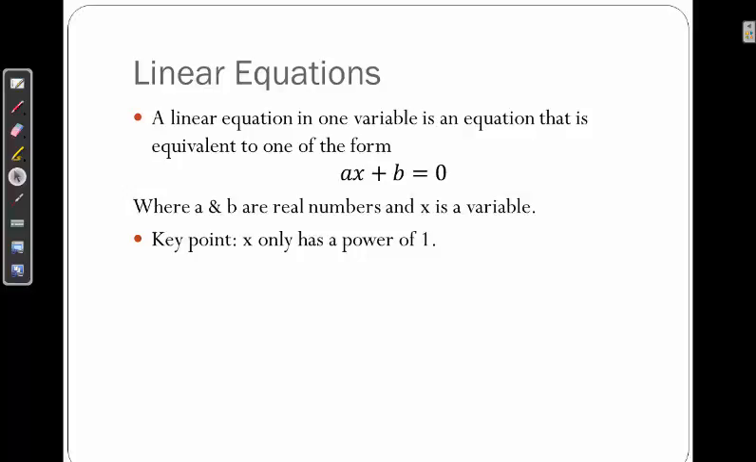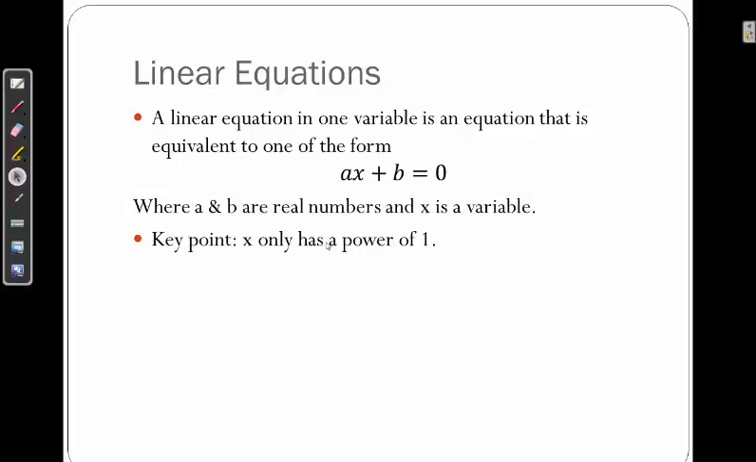And a linear equation in one variable is just an equation that's equivalent to that form, ax plus b equals 0. A and b are real numbers, x is a variable. The key point there is that x has a power of 1. So ax squared plus b would not be linear.